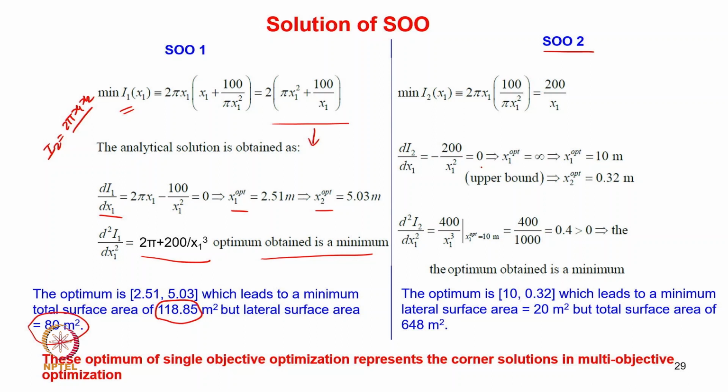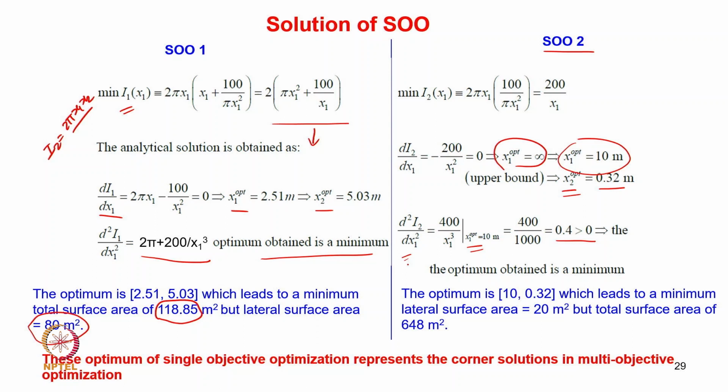But since x1 can be maximally only 10 because the limit on x1 is given, that is, I can have x1 from 0 to 10, the maximum value of x1 optimum can be taken as 10. If I put x1 equal to 10, x2 comes out to be 0.32. Again, I can double differentiate this equation. We get 400 by x1 cube. I can put x1 optimum equal to 10 here. That is a positive number. So, clearly, the obtained optimum is minimum.